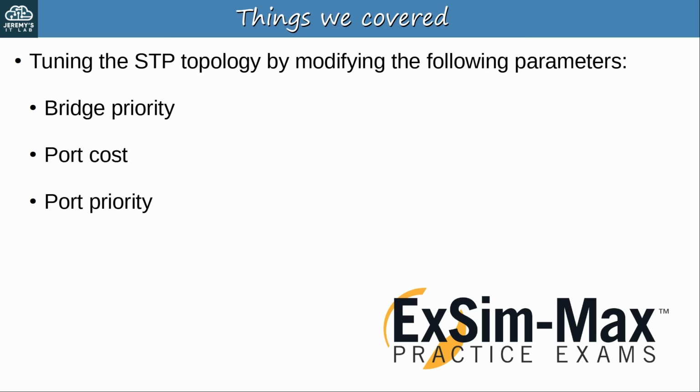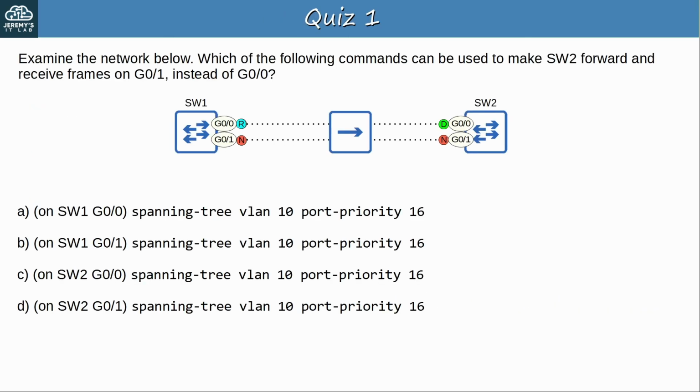Here's quiz question 1. Examine the network below. Which of the following commands can be used to make switch 2 forward and receive frames on G01 instead of G00? Pause the video now to think about your answer.